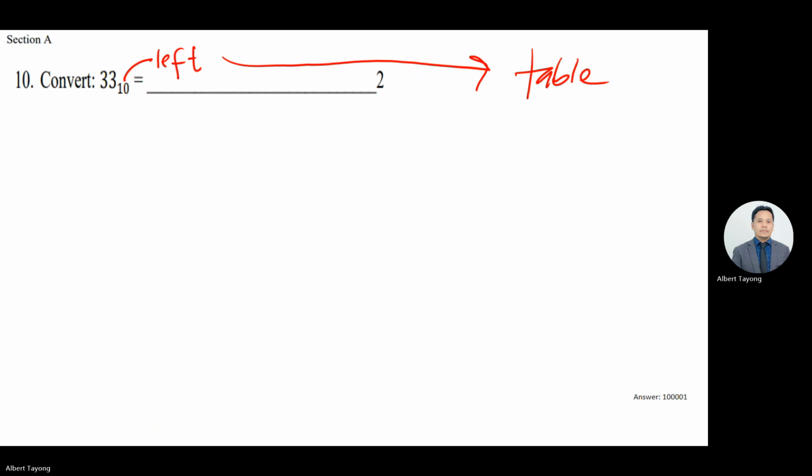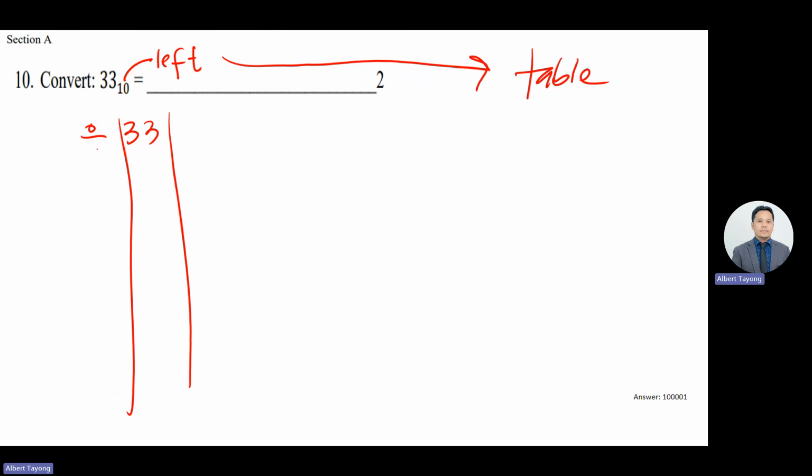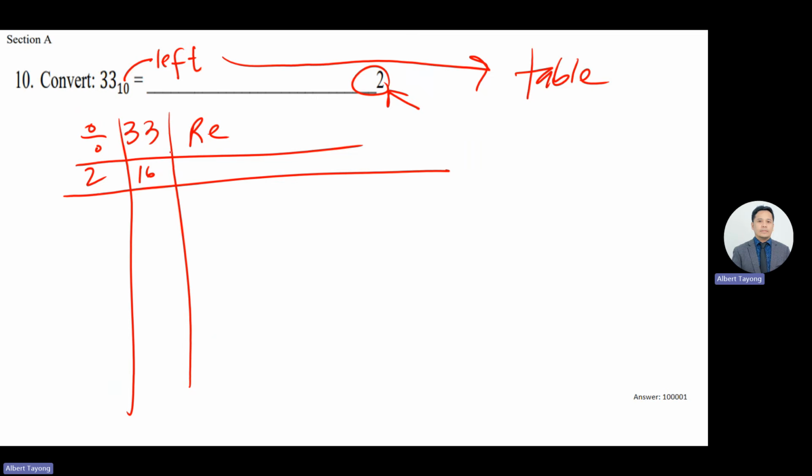Okay. So we are going to put 33 in the middle. Then we divide by whatever is the number on the right. If this was 8, you have to put 8 here. If this was 16, you have to put 16 here. 33 divided by 2 is 16.5. But we write only the whole number. 33, we have to bring it down. Minus, this is always minus. Multiply this 2. 2 times 16 is 32, so the remainder is 1. RE here is remainder.